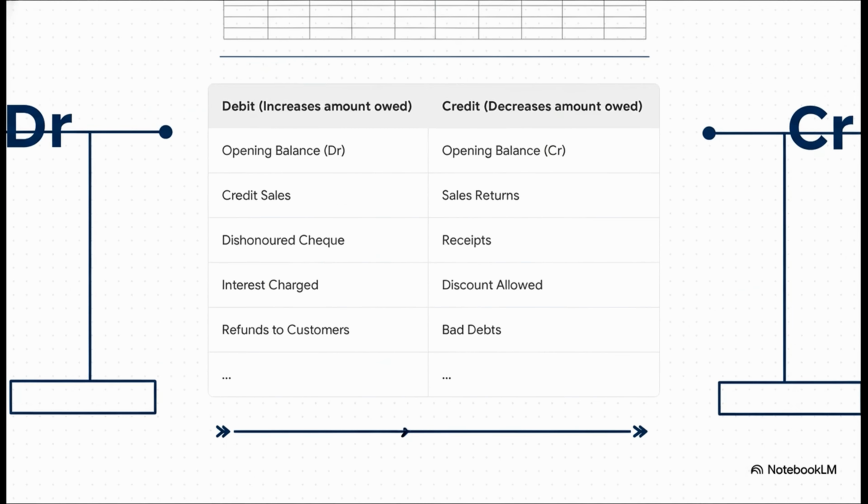Okay, here's the classic T account. Don't let it scare you. The logic is super straightforward. Debit on the left, credit on the right. If customers owe you more money, it's a debit. If they owe you less, it's a credit. That's the fundamental rule. More debt on the left, less debt on the right.